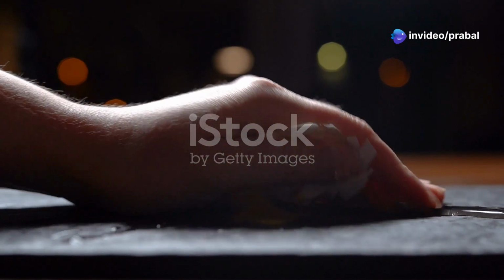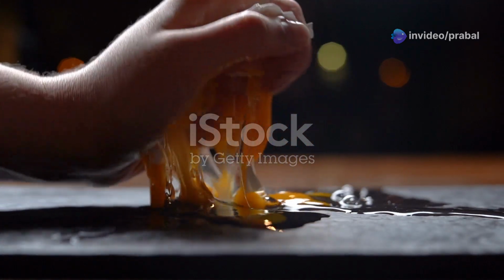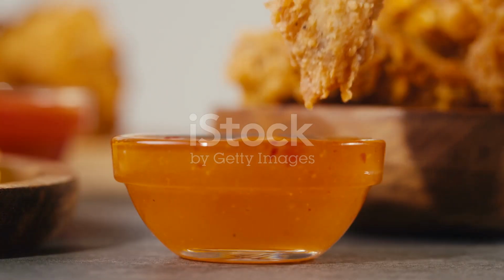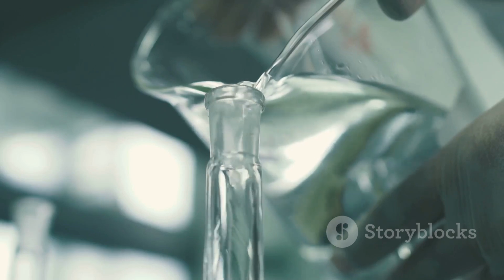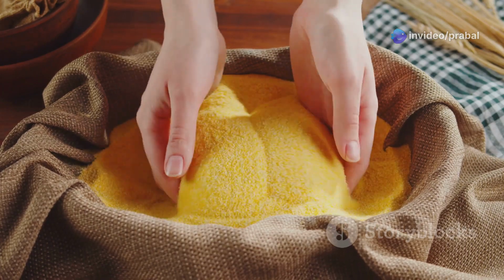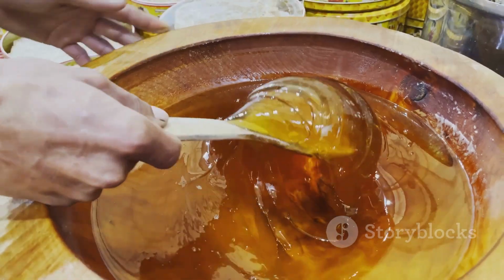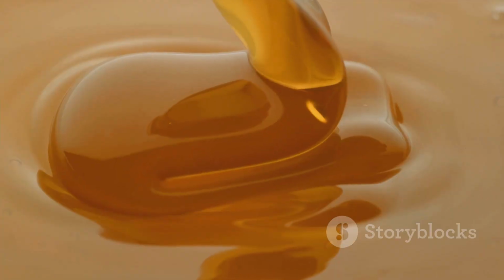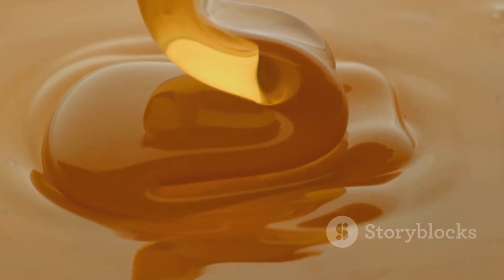You can explore viscosity with simple experiments at home. Try pouring different liquids like honey, oil, and water, and observe how they flow. Or mix cornstarch and water to create a non-Newtonian fluid. It's fun and educational. Notice how the cornstarch mixture feels solid when you apply force but flows like a liquid when you stop. This is a great example of shear thickening behavior.